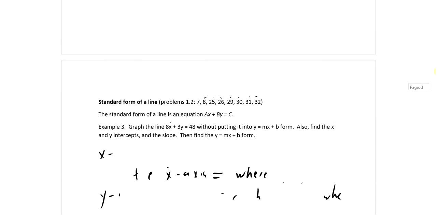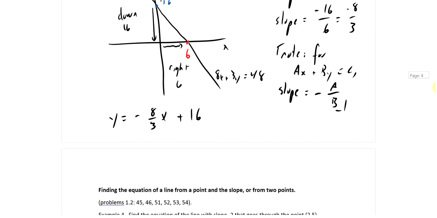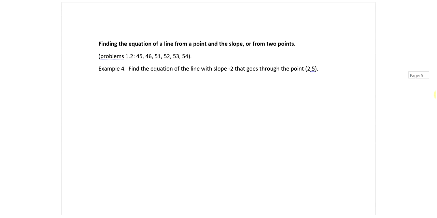So if we've got a line in standard form, you can graph it by finding the x and y-intercepts. You find the x-intercept by setting y equal to 0, solving for x. Find the y-intercept by setting x equal to 0, solving for y. Once you have those, you can find the slope, and then you can put it into y equals mx plus b form. Okay.